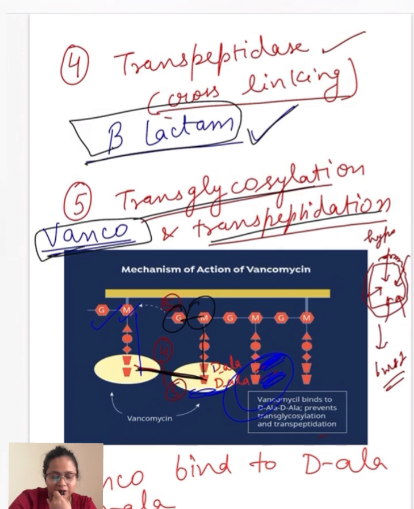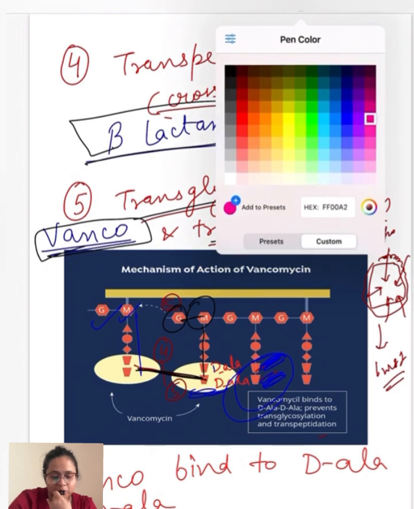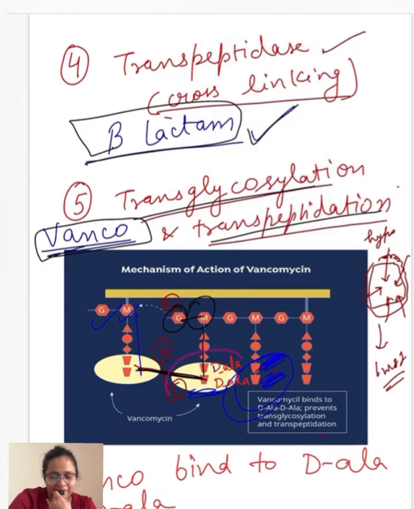These peptide chains and glucans like NAG and NAM are cross-linked, which is inhibited by vancomycin, which binds to D-Ala. So the D-Ala, D-Ala area is where vancomycin binds and inhibits cell wall synthesis.